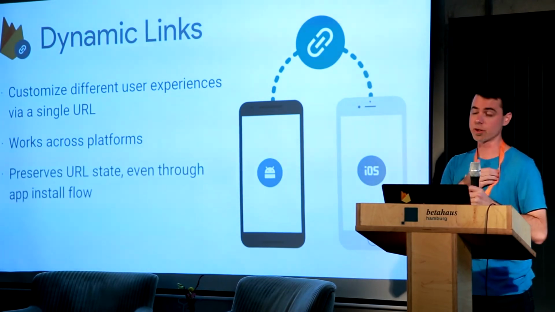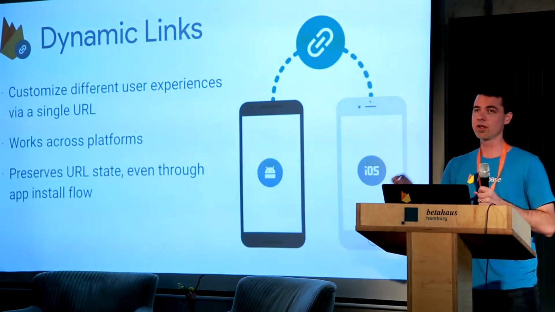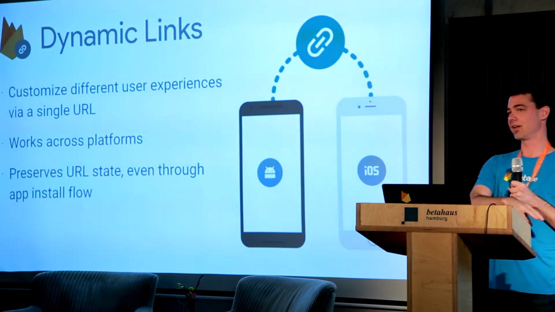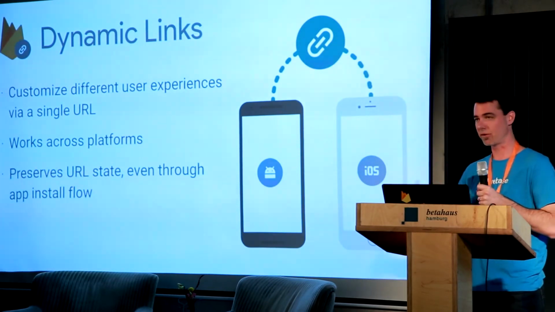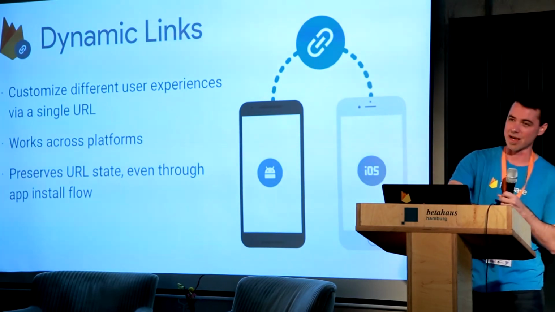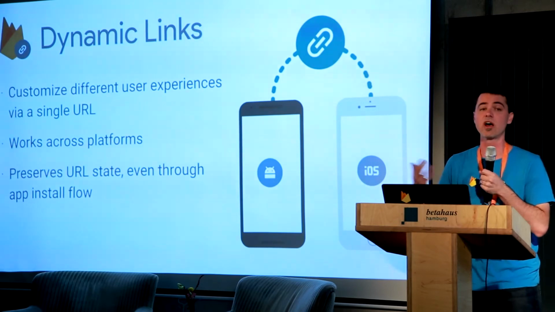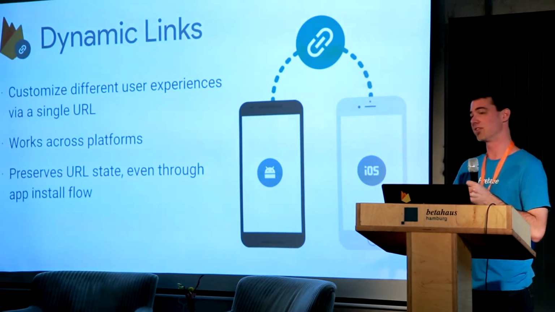And the other thing it does really well that deep links typically don't do is it survives app installation. So if you've ever tried to send a user to your app with a deep link and they don't have it installed, then they have to go off to the store, they have to download the app, they have to launch the app, and now the deep link is essentially gone. You've lost all that context. With dynamic links, that actually survives the app installation process.